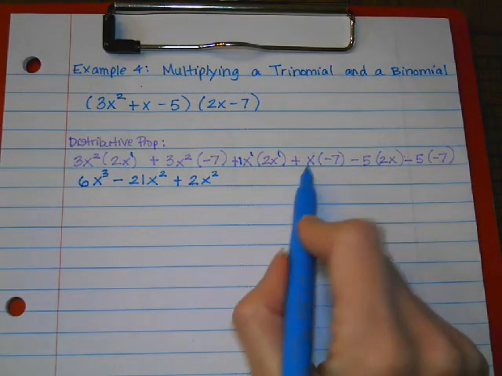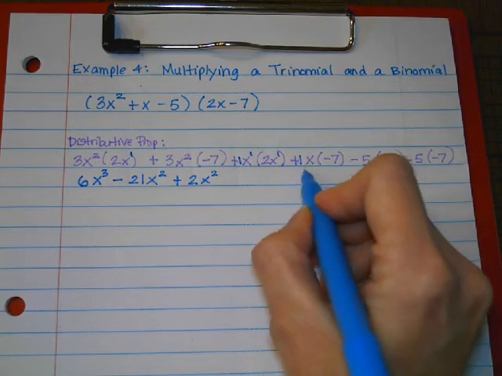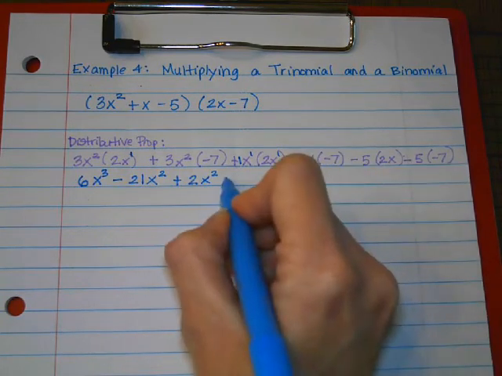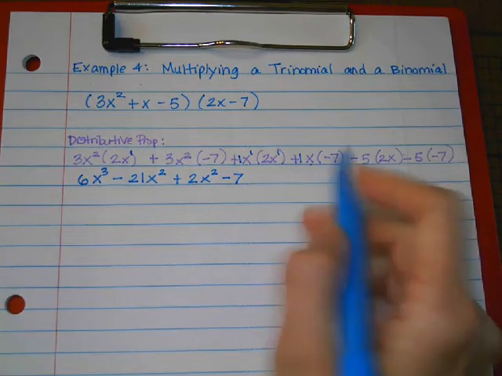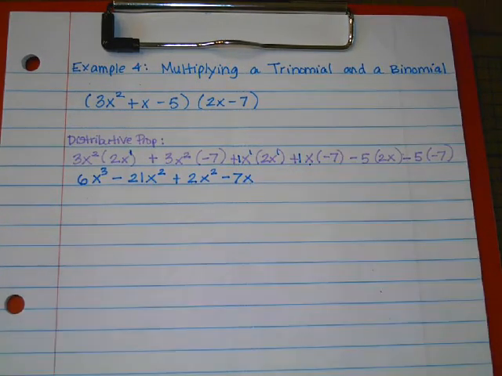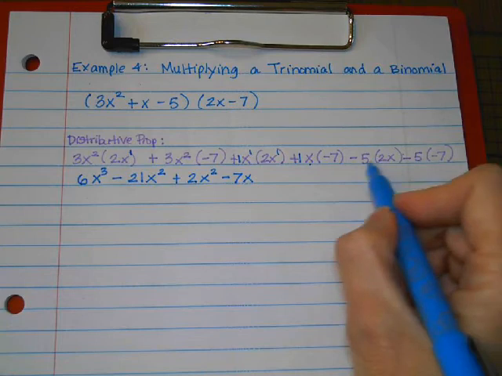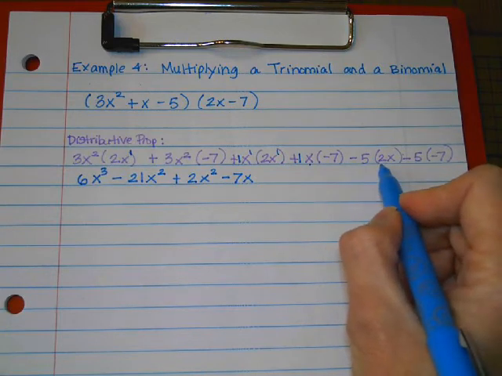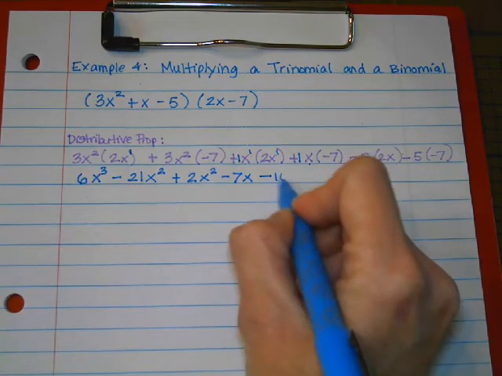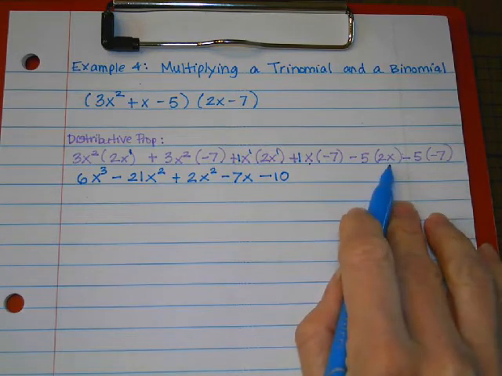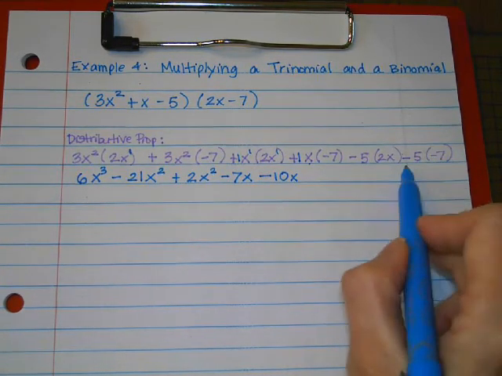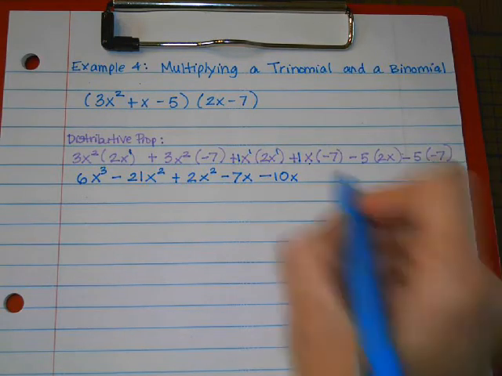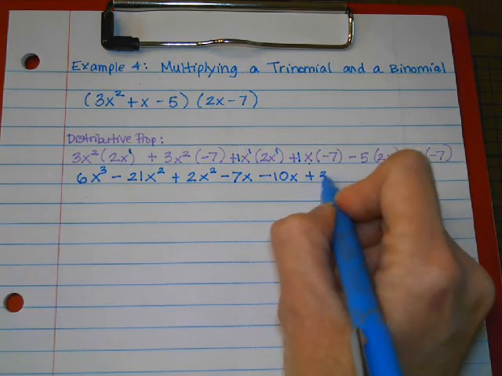Then we're going to multiply our coefficients again. 1 times negative 7, which is negative 7. I'm going to bring down the only variable that's there, which is x. Then we're going to multiply. Negative 5 times positive 2 is a negative 10. And we'll bring down the only variable that's with it, which is x. Then we're going to multiply the last. Negative 5 times negative 7 is a positive 35.